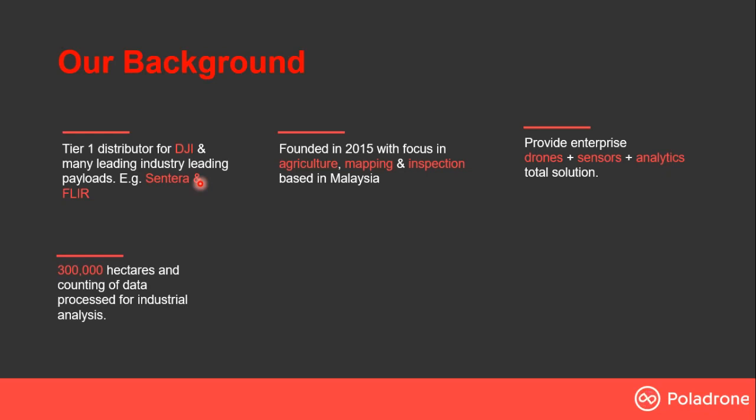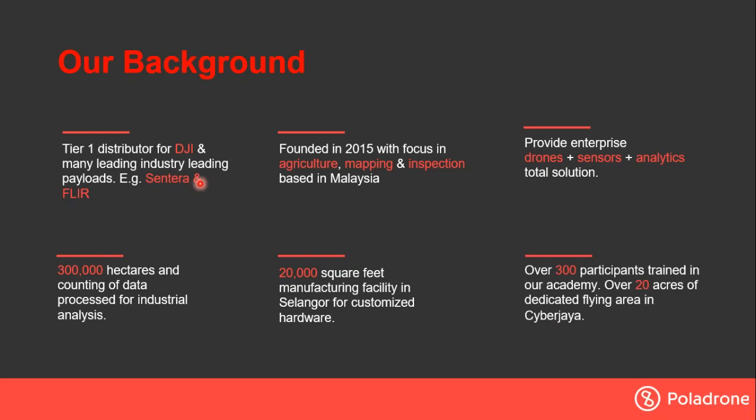We have mapped more than 300,000 hectares of data across the industry. We also have a 120,000 square feet manufacturing facility located in Selangor, where we produce our own spraying drones. We also have a sister company called the Drone Academy Asia, where we help you train your own drone pilots within your company. Let's say your company wanted to set up its own drone department, you can send your pilots here to become professional drone pilots.